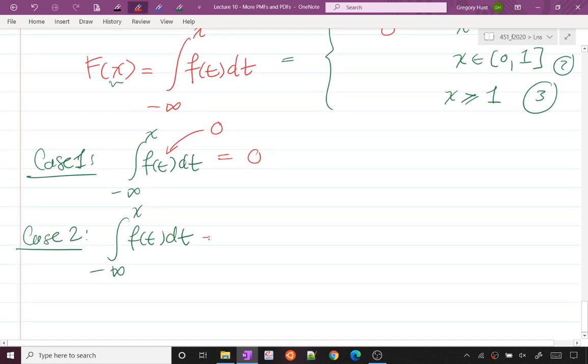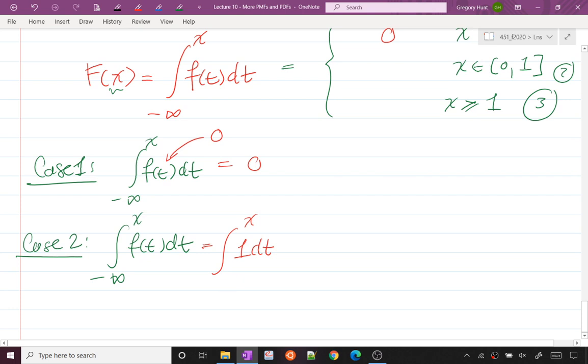Another way of thinking about this is that it's my integral from 0 to x of 1 dt. I can ignore everything less than 0, has no contribution. And between 0 and 1, my f of t is just 1, so I'm just integrating that. That just gives me x. Very simple integral. There you go.